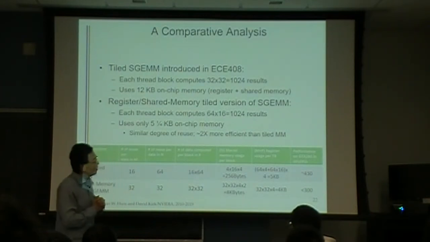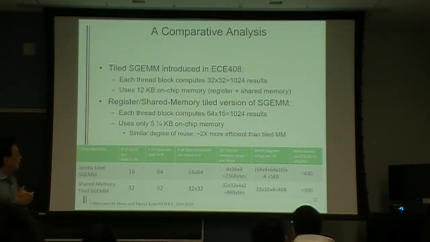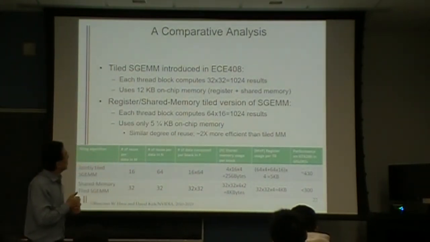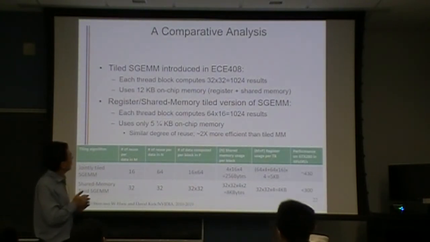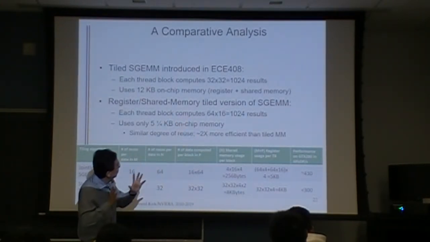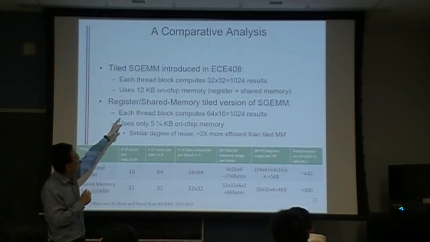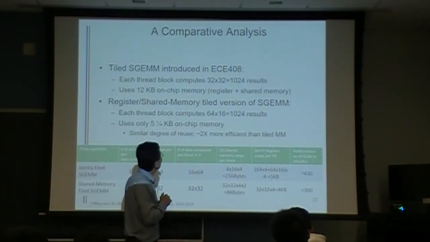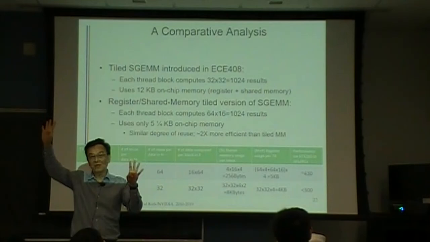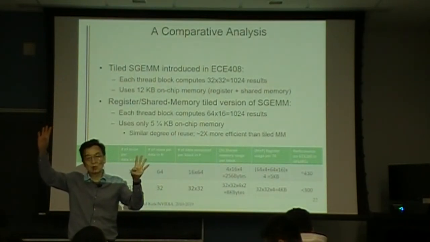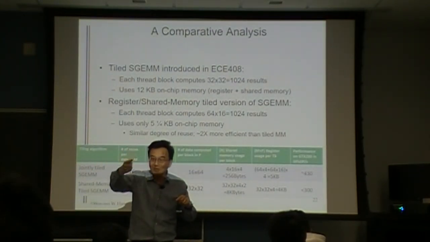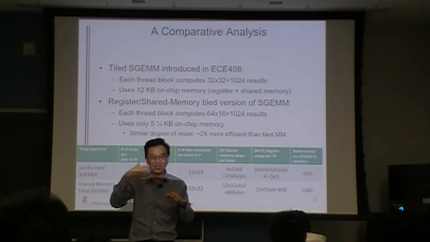Okay. So here, let's do a little bit of comparative analysis. This is essentially the kind of analysis that Volkov and Demmel did. If you take the shared memory tiling code, and you do a 32 by 32, you will need to use 12 kilobytes of on-chip memory. What is that? 4K for M, 4K for N, this is single precision; for double precision you multiply by 2. And then, don't forget, you still need to have 4K for the output in the registers. This is something easy to forget.